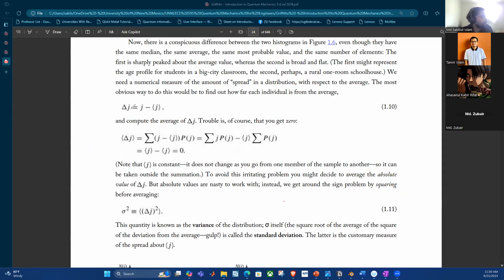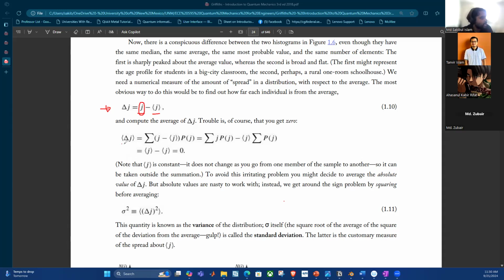Okay, so I have a value of a variable j. In our example, that variable is age, so age j. That is a particular value of that variable, and we look at how far it is from the average. That is the mathematical expression. That's what it says.